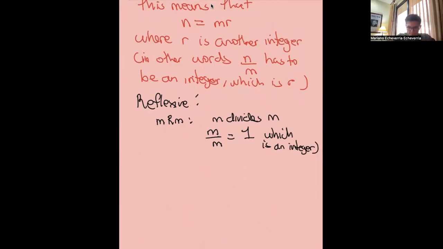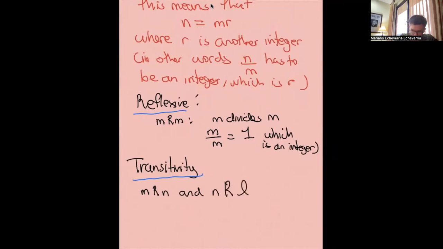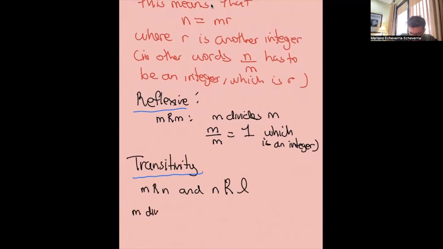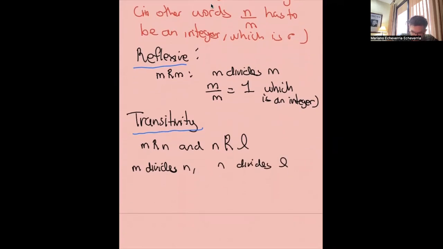Is that making sense? And then that's the first property. The other property that we had to check is transitivity, right? Imagine that you have that m divides n and n divides l. So here m divides n, here n divides l. So what does this mean here? That n over m is an integer.